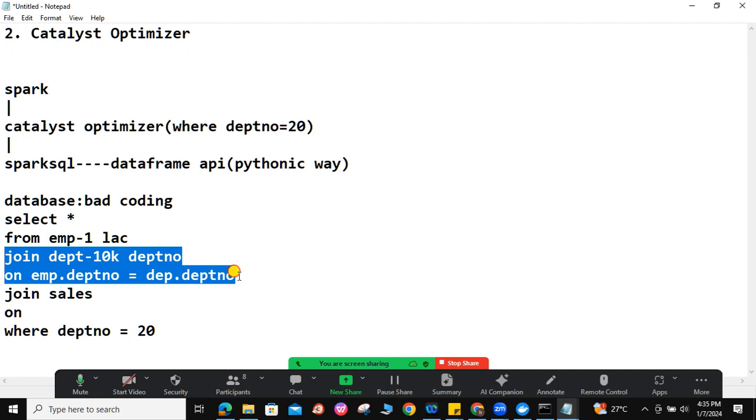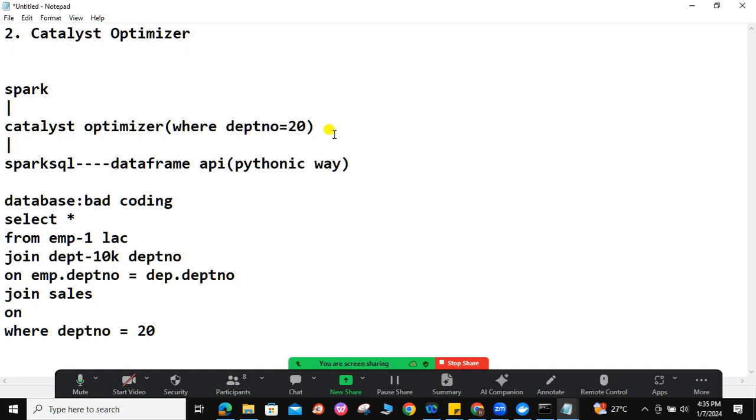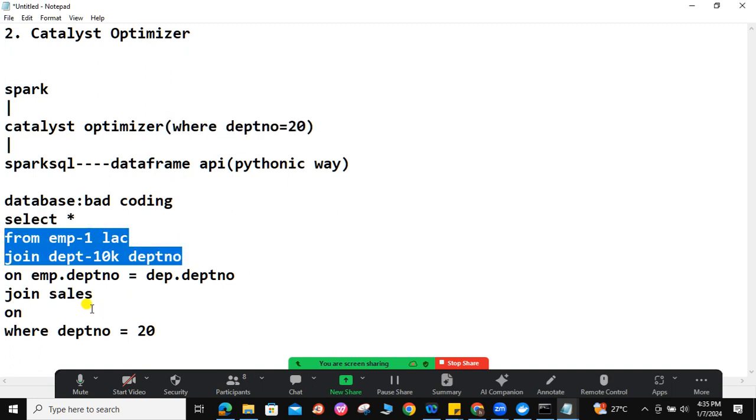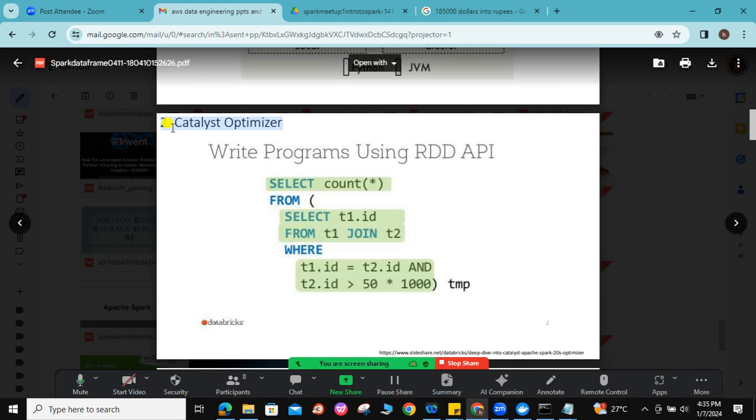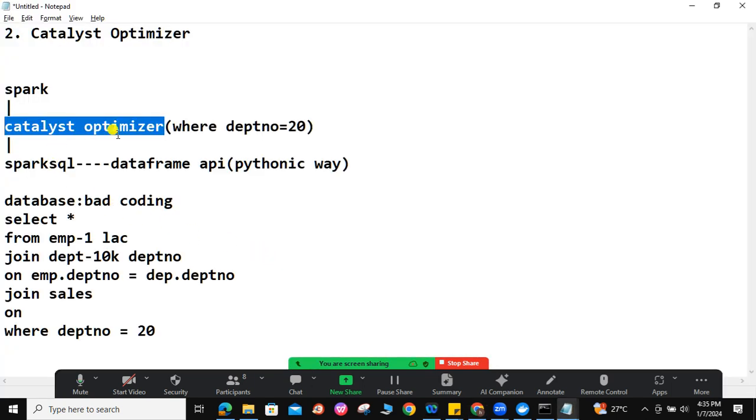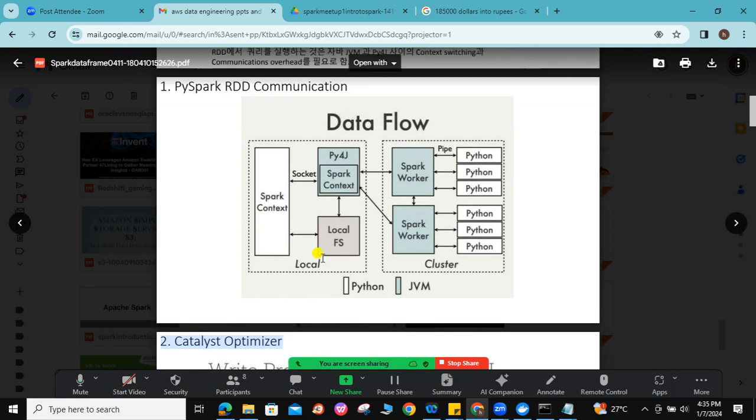If you have 500 department numbers, 50,000 department numbers, it will exclude all the department numbers and keep only department number 20 and do the remaining operation. That's why the catalyst optimizer is there in Spark, and it optimizes your code beautifully. So you have to tell this in the interview whenever they ask you about the catalyst optimizer.